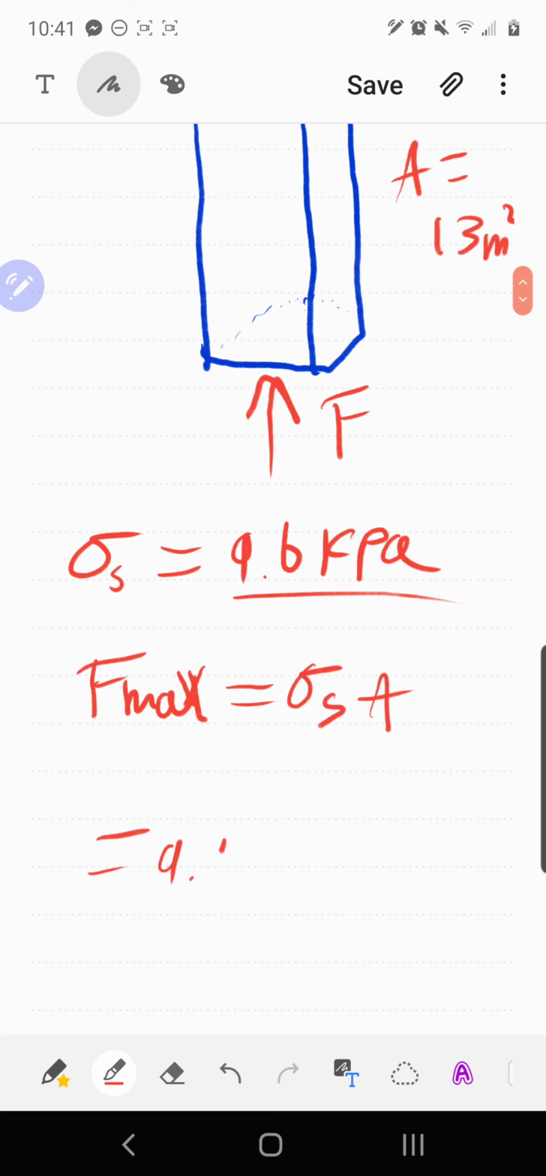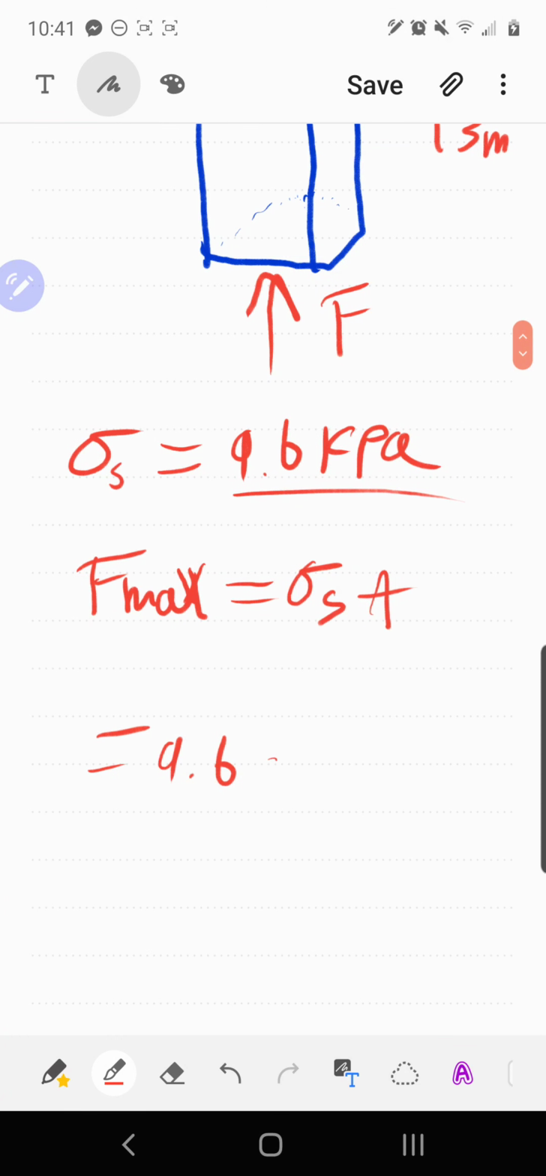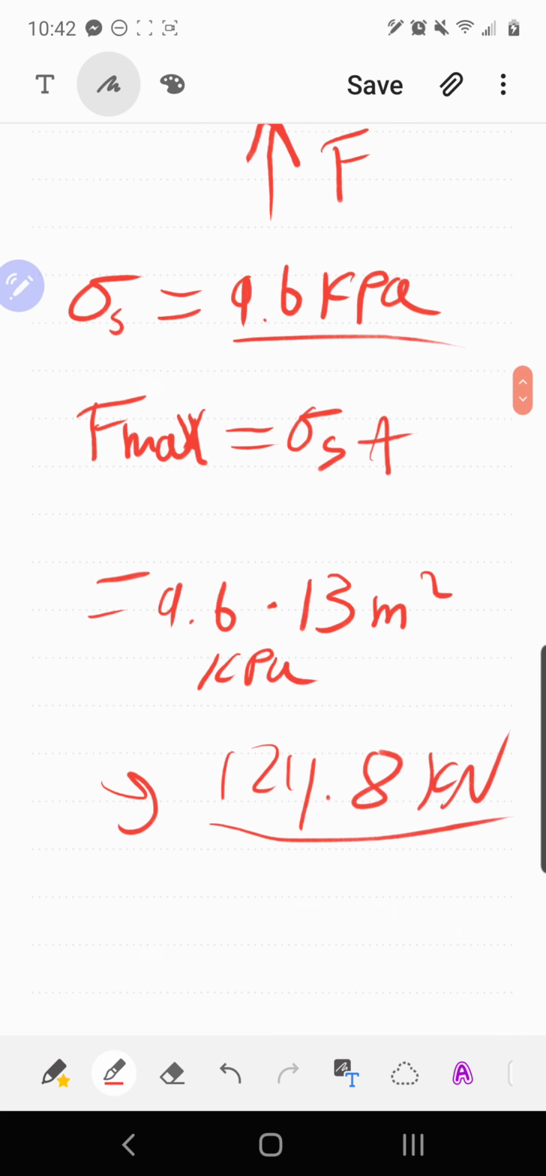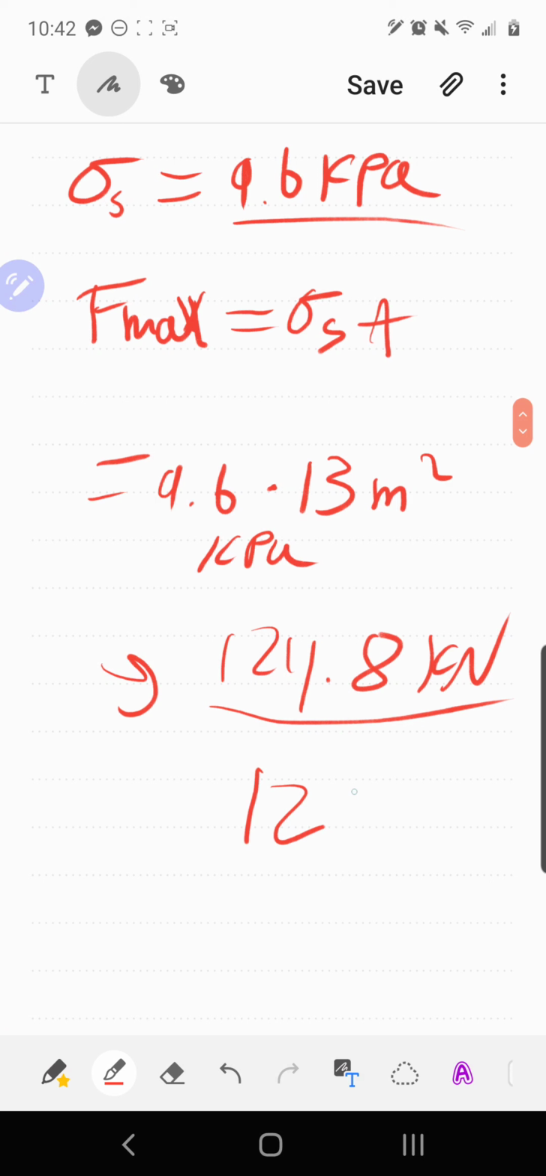So we'll take 9.6 times 13. This is in meters squared. This is in kPa. Units for this should be okay. We're going to end up with 124.8 kilonewtons, which is most closely comparable to 125, is answer C.